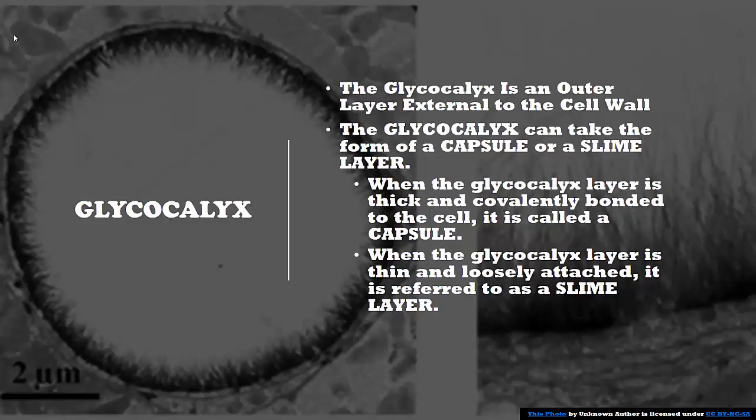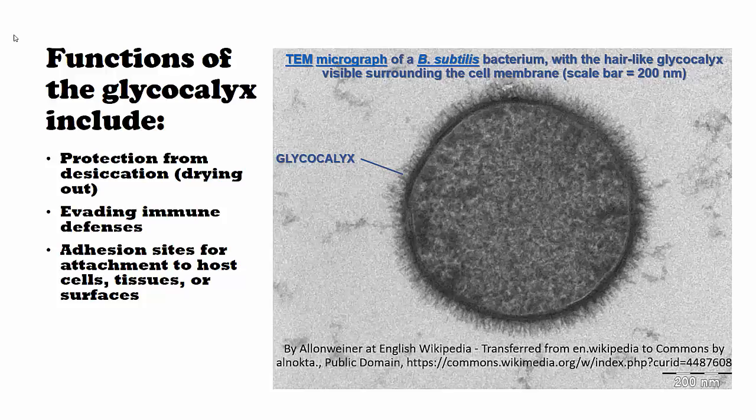The glycocalyx is an outer layer that is external to the cell wall. The glycocalyx can take on the form of either a capsule or a slime layer. When the glycocalyx layer is thick and covalently bonded to the cell, we call it a capsule. When the glycocalyx layer is thin and loosely attached, it is referred to as a slime layer. The functions of the glycocalyx include protection from desiccation or drying out, evading immune defenses, and adhesion sites for attachment to the host cells, tissues, or surfaces.